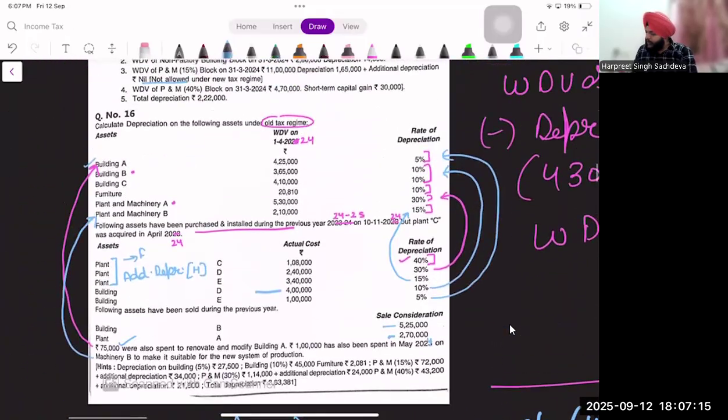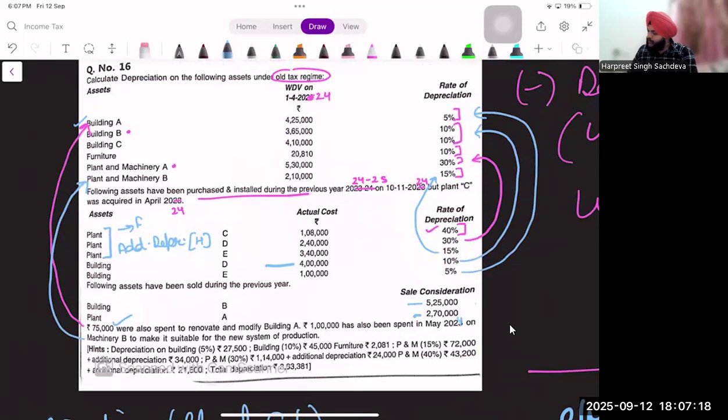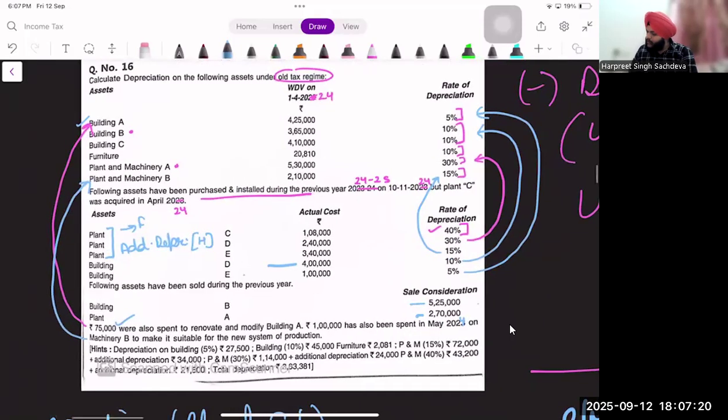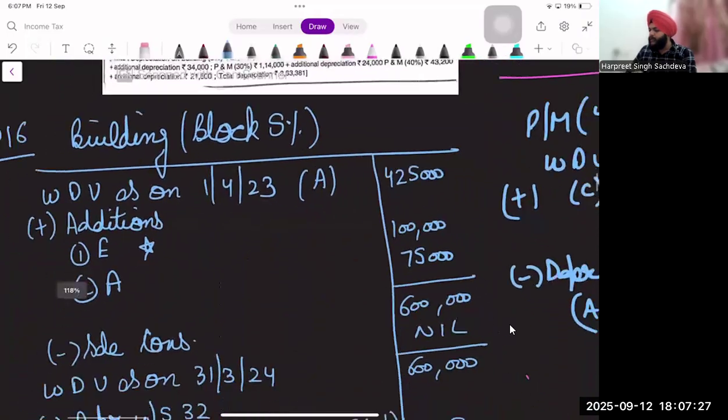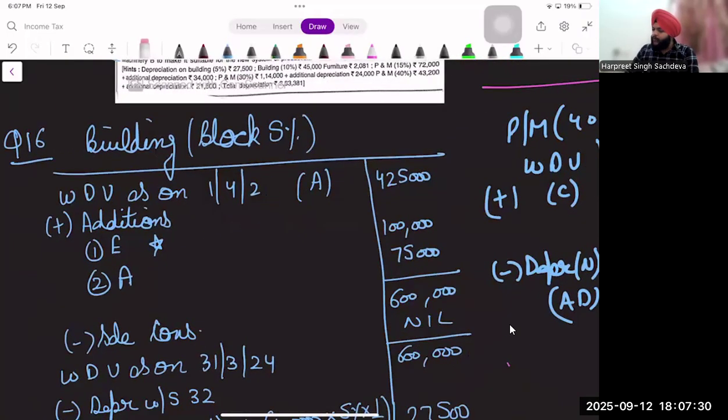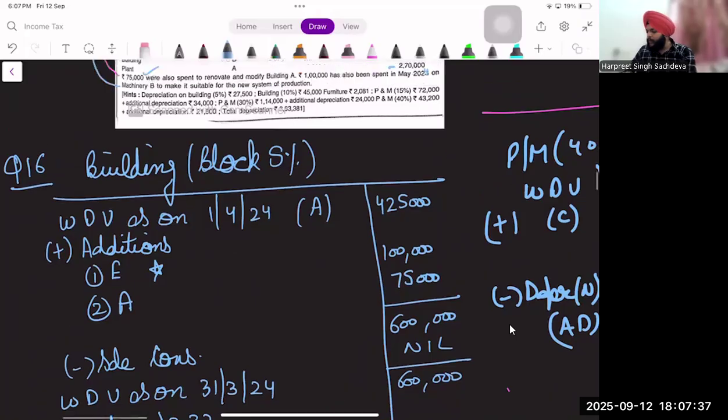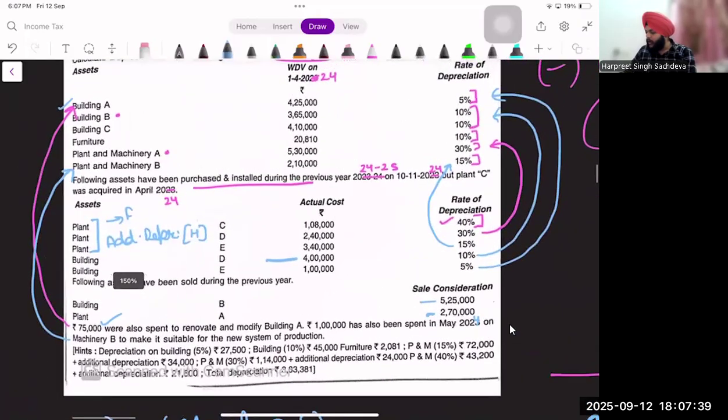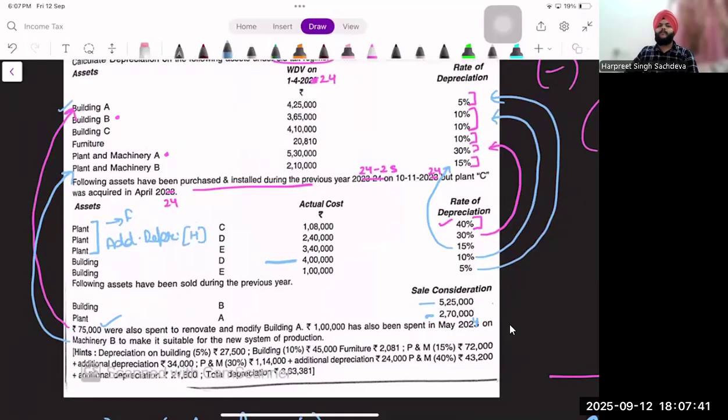Secondly, this building E was also addition in that. So 1 lakh and 75,000. Two additions are there. 1st April 24 WDV 4,25,000. Two additions are there. Building E and building A. Tell me, out of building E or A, is there any star? Star means which is purchased and used in this year and used for less than 180 days. Tell me, Raja.